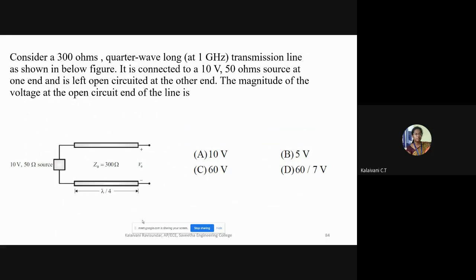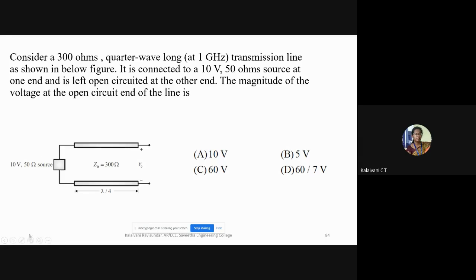Read the question. Consider a 300 ohm quarter wave line at 1 gigahertz. The transmission line is shown in the figure. It is connected to a 10 volt, 50 ohm source at one end and is left open circuited at the other end. The magnitude of the voltage at the open circuited end of the line is. So we have to find the voltage at the open circuited end.